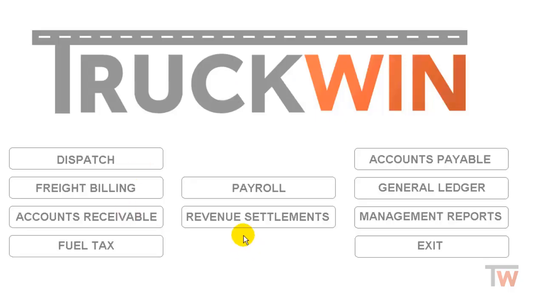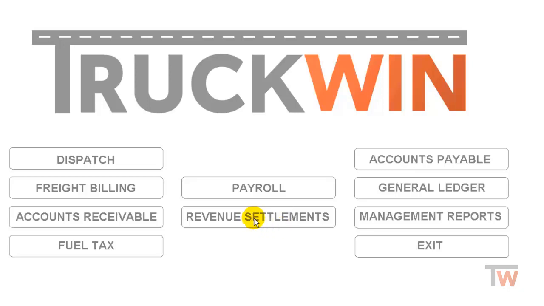If you're paying your owner-operators through revenue settlements inside of Truckwin, you will be able to automatically print your 1099s for each of your owner-operators, or if any of your carriers need a 1099, you'll be able to produce that as well, and I will show you how.